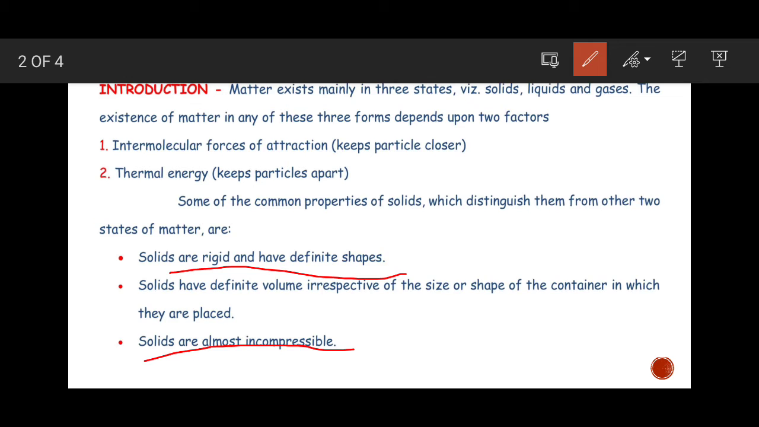Then another thing comes, the thermal energy. Thermal energy is the energy possessed by the particles of a matter at room temperature. If the particles' energy is very high, they will move very fast and they will not have a definite volume. So in solid states the thermal energy is very less, and in gases the thermal energy is very high.